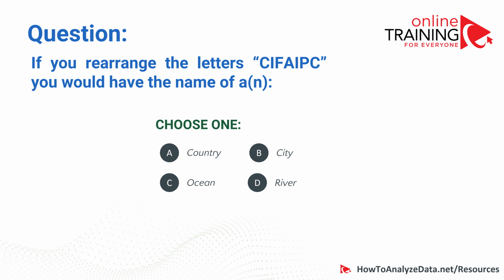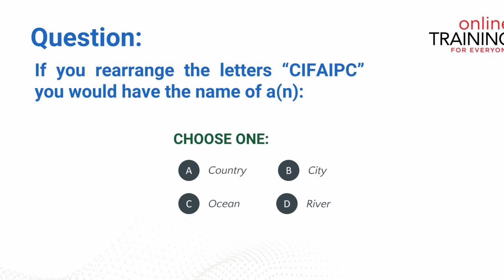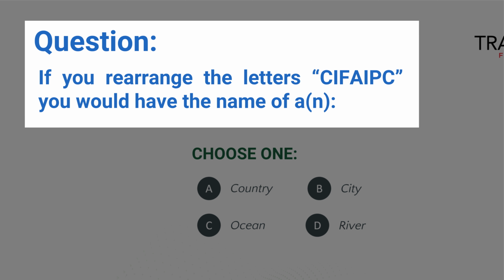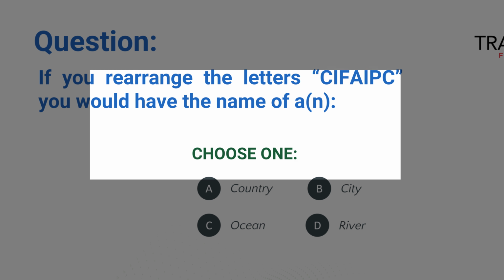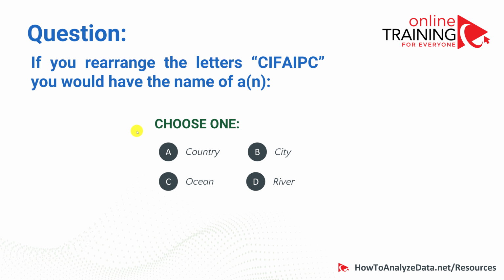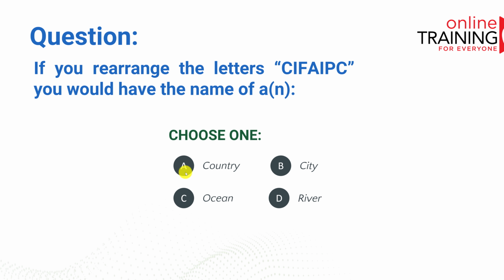Now let's look at the question which is frequently used as part of verbal reasoning, aptitude test, and psychometric tests. If you rearrange the letters CIF, AIP, C, you would have the name of, and there are 4 choices: country, city, ocean, and river. So the tricky part of this question is that these are not the final answers.